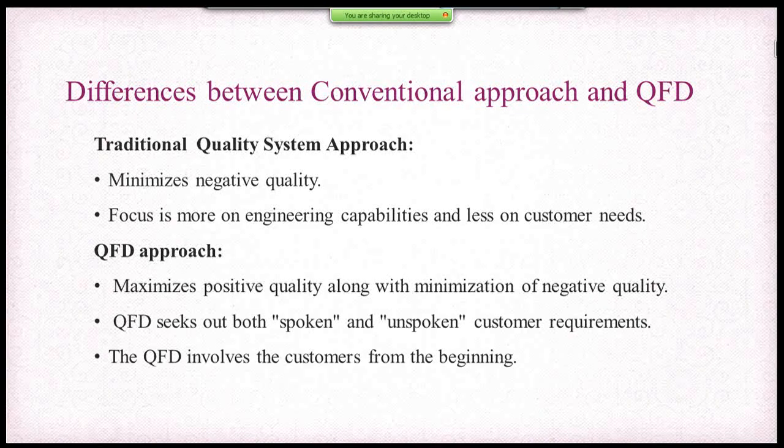In the QFD approach, we concentrate on the customers right from the beginning. That is, inputs are taken from the customer right from the beginning of the product stages. In the QFD approach, we seek both the spoken and the unspoken customer requirements, wherein the spoken needs are the needs which are told by the customer, and unspoken needs are the needs which the developer has to analyze and implement into the product. The QFD approach mainly focuses on maximizing the positive quality. That is, it adds quality value to the product and also minimizes the negative quality. That is, if there are any defects in the product, it makes them equal to zero.